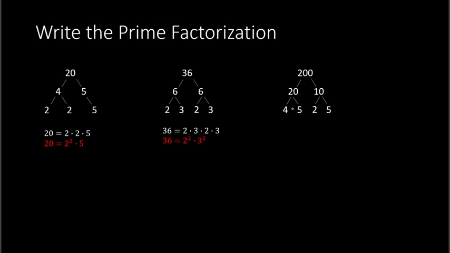But the 4 I can break down as a product of 2 times 2. So what I have is the 2 times 2 times the 5 times this 2 times this 5, and that would be my prime factorization. I can simplify. I have 3 2's being multiplied together, so that would be 2 to the third power. And then 2 5's multiplied together would be 5 to the second power. So my prime factorization of 200 would be 2 cubed times 5 squared.